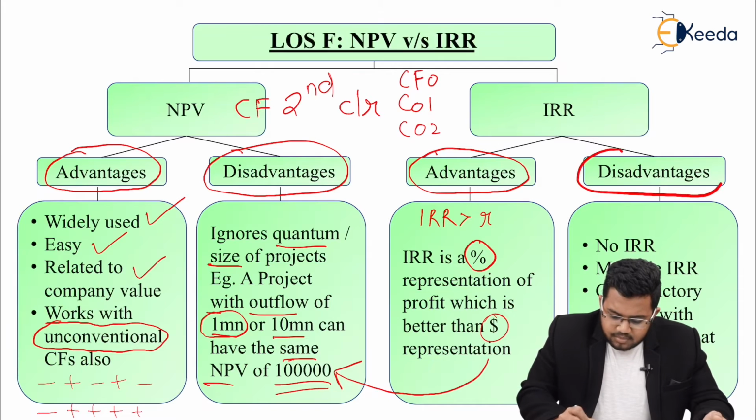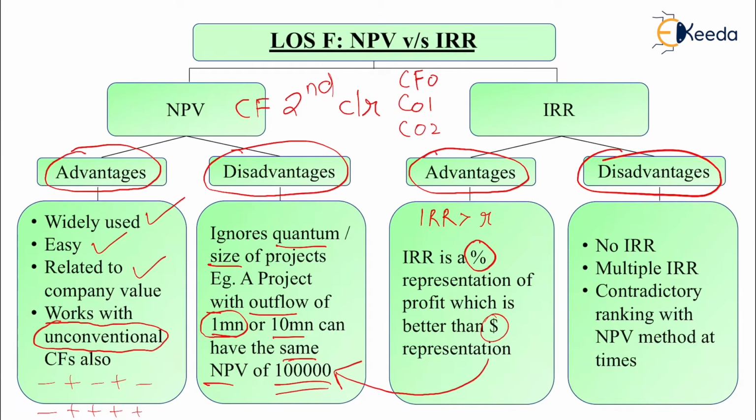Disadvantages of IRR. So there are multiple disadvantages. There can be no IRR. So we'll study this case in the next slide. No IRR meaning there is no rate at which NPV is exactly zero. It is very much possible. Then there can be multiple IRRs. So basically at 2 or 3 rates, NPV will be equal to 0. Even this example I have covered in the next slide. And contradictory ranking with NPV method at times. So if NPV says select project A, IRR would suggest project B. So even this case I have covered in the next slide. So basically we are studying these 3 disadvantages in detail.